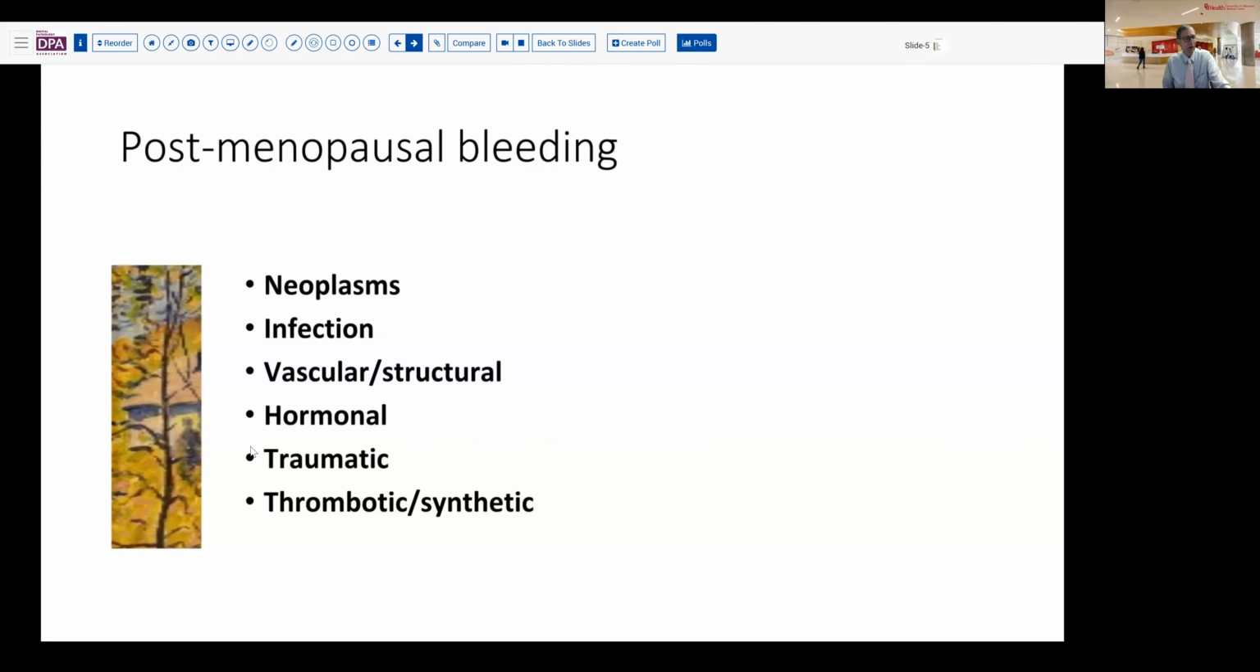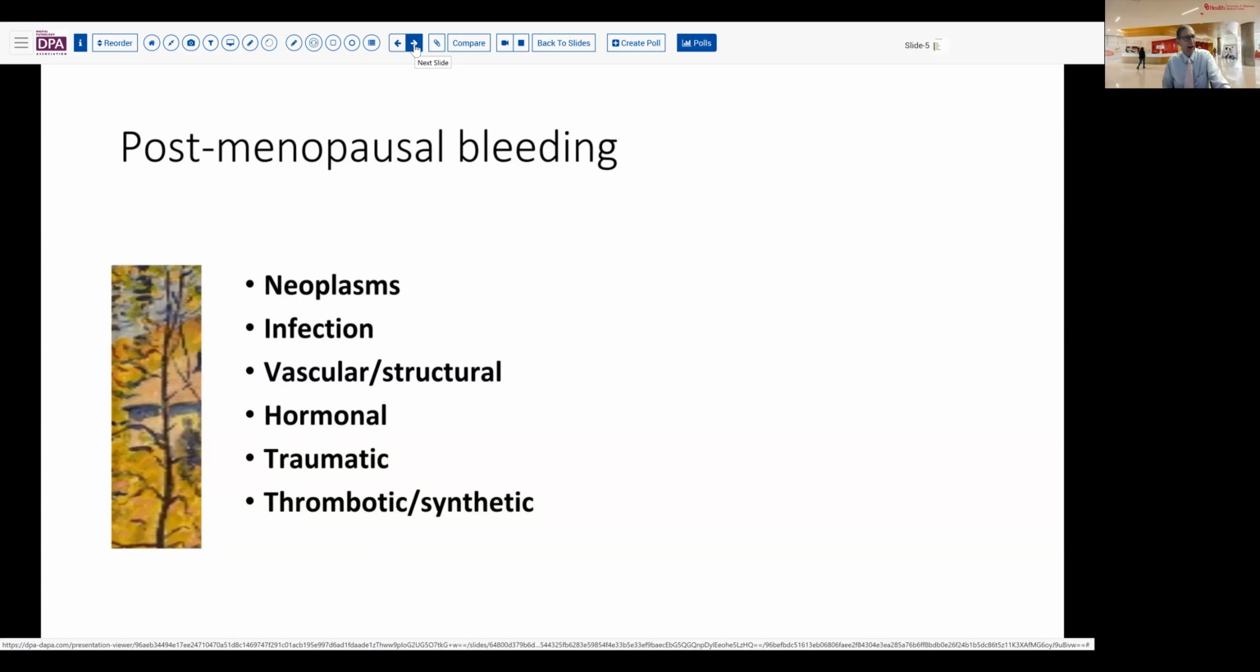As you can imagine, the differential is fairly broad, but neoplasms are near the top of the list. But we shouldn't forget that infection or vascular disorders, hormonal issues, even trauma, and occasionally even thrombotic coagulopathies and other synthetic problems can be a source of bleeding in this age group, along with the more common lesions.